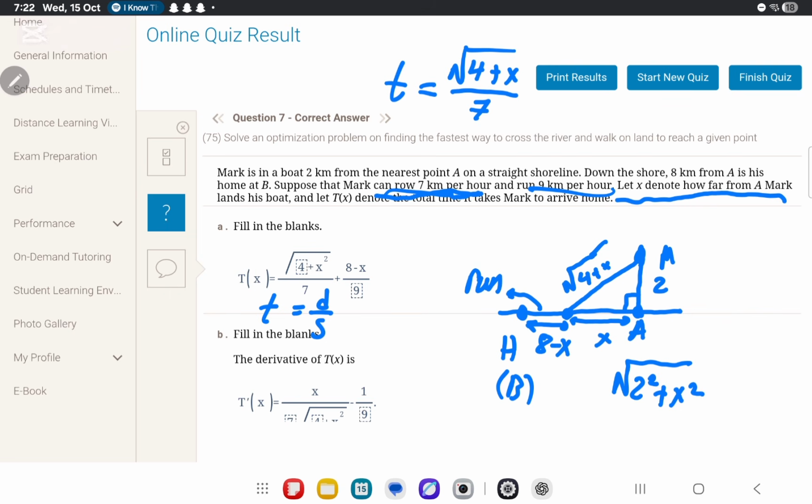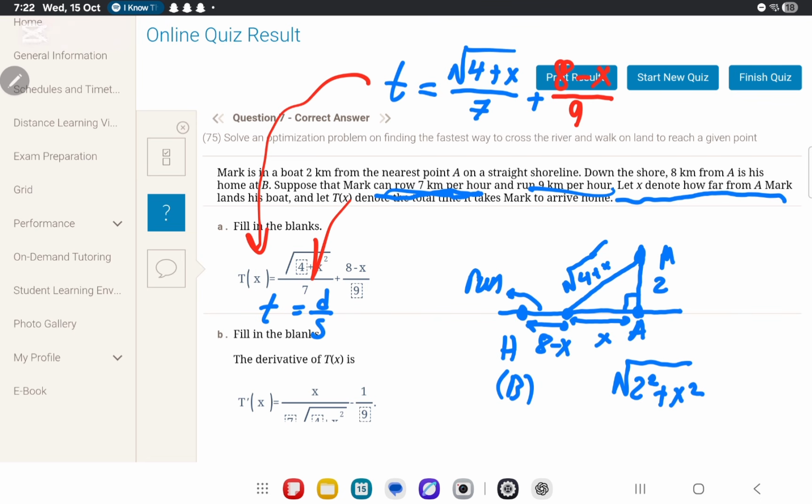Now, to account for the time, he will also run a distance of 8 minus x at a speed of 9 kilometers per hour. So this is my function, this is t of x. Answered. This question's done. Now they want the derivative of t.